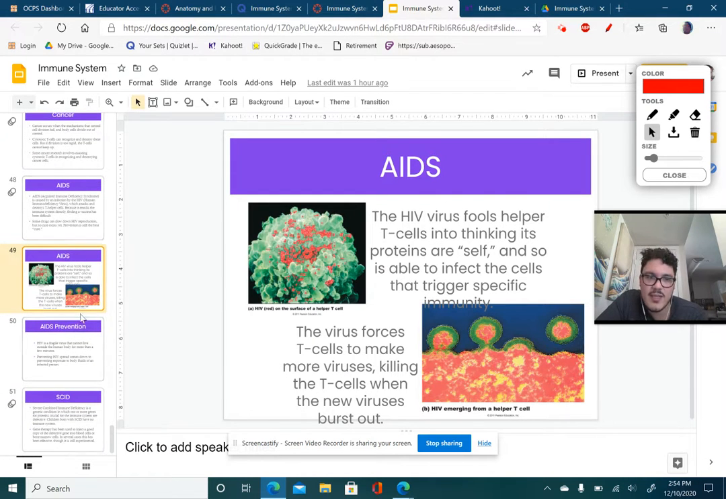How does AIDS actually do its thing? HIV will fool helper T cells into thinking the proteins are self, so they belong. And so it is able to infect the cells that trigger specific immunity. So literally here, you see in green, that's a helper T cell. In red, that's a ton of HIV viruses. It convinces the cell that it belongs there. So then the virus will hijack the T cell, make more viruses, and then kill the T cell when the new viruses burst out. That's what you see happening here. In this picture, everything in red is a hijacked killer T cell or hijacked helper T cell, and it's releasing viruses before the cell blows up.